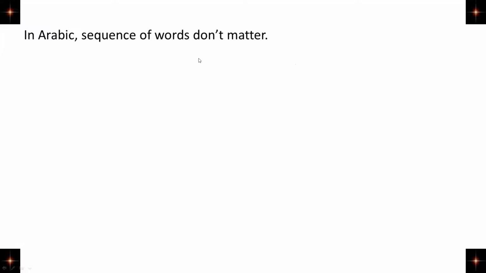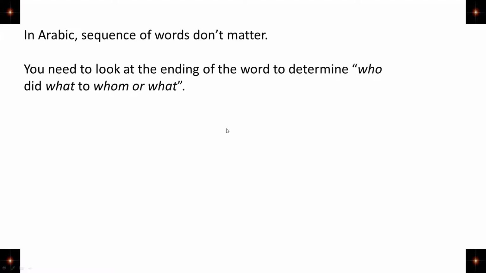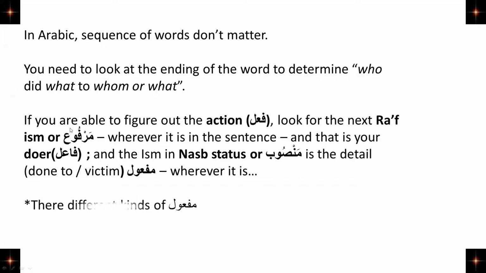In Arabic, the sequence of words does not matter. And this is a very important thing we are going to learn here. We need to just look at the ending of the word to determine who did what to whom. So if you are able to figure out the action, that is the fi'l, look at the next rafa ism. The ism that is marfu' after the action, wherever it is in the sentence, is your fa'il, and that one will be in rafa status, and it will take either dhamma, una, ani, atun, or waw, according to whatever word it is.